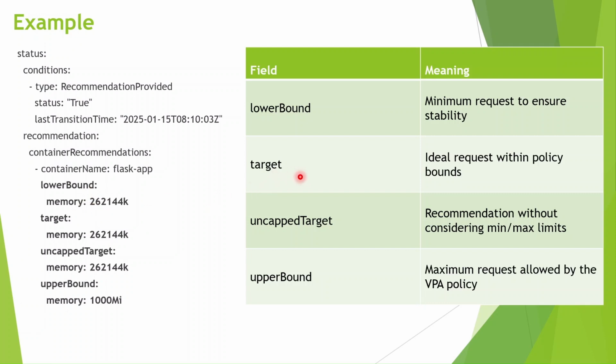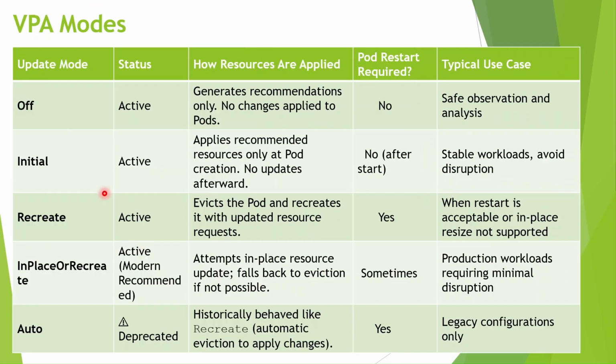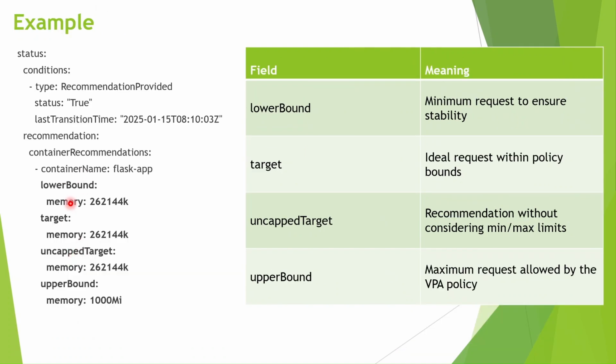This is the target one, the ideal request within policy bounds. So the target is where your pod will move, according to your VPA mode. If you do an initial or recreate, this is the target which VPA will try to achieve. This is the uncapped target, a recommendation without considering min or max limits. It will just give an uncapped target without any min or max limits.